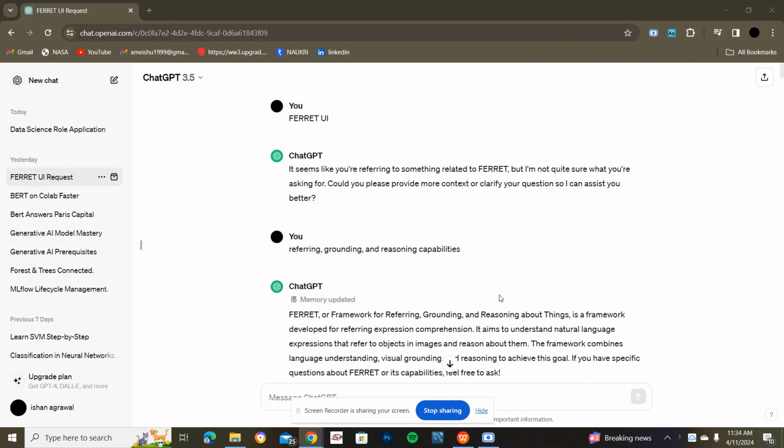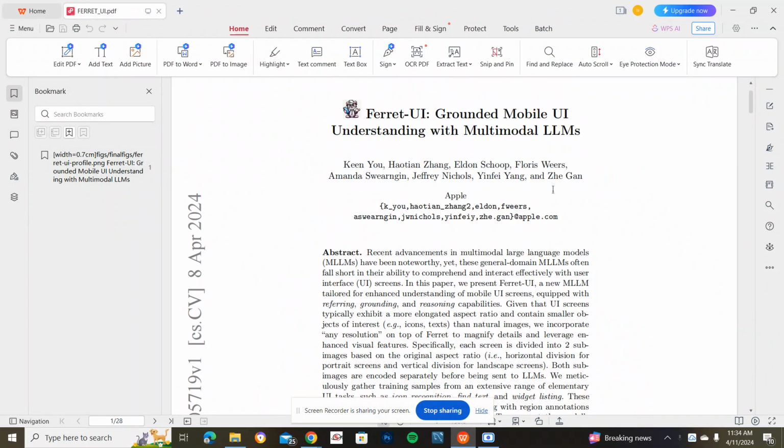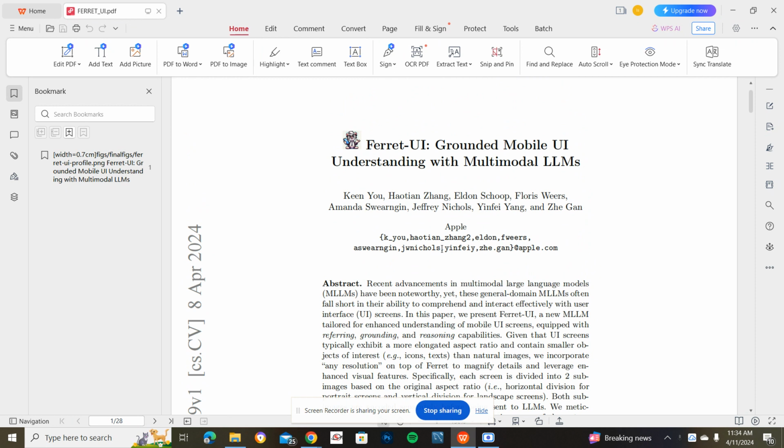But somehow today we'll be discussing this FERRET-UI research paper that has been issued by Apple. So FERRET-UI is something related to how it is using your user interface or the mobile phone screens to train some models so that they can get a good idea of the user behavior.